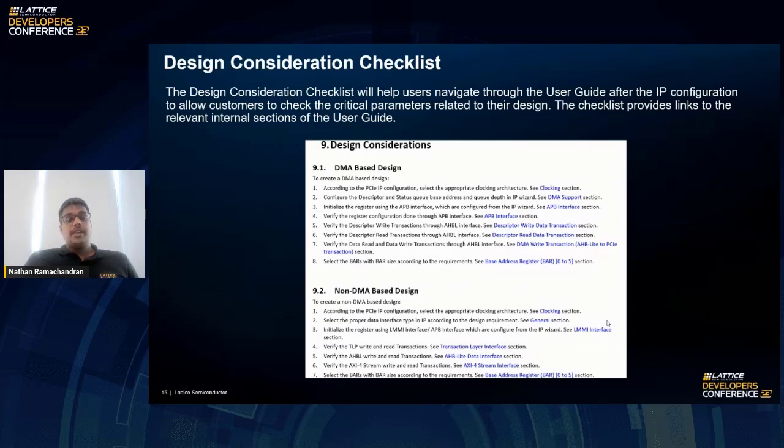Here we have provided some tips. For example, we want you to check if the IP configuration is correct, and then whether the descriptor and status queue are correct. This is for the DMA support. So we have a few steps there that you can use to check whether your design is correct or not.